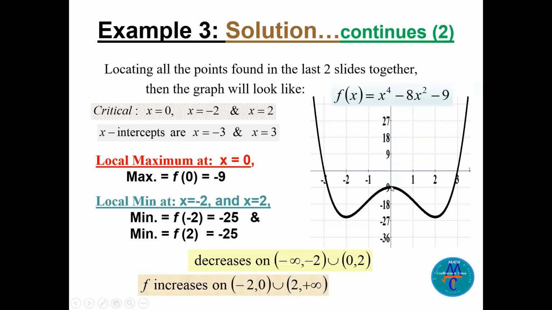See, we have here local min, local max, local min. Local maximum at 0: put 0 in the function, you get -9. So the maximum itself here is -9. It's local. And the local minimum here is at -2. At -2, put -2 in the function, you'll get -25. And f of 2 also is -25 if you replace x by 2 in the function itself.